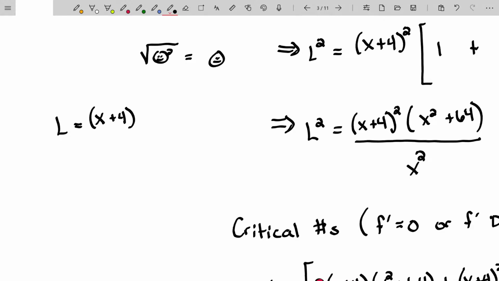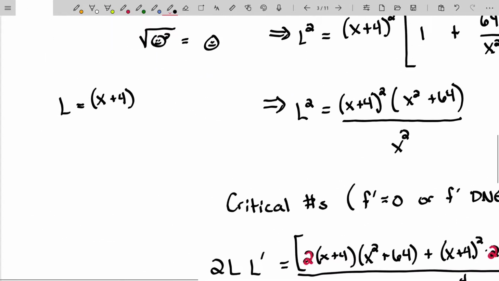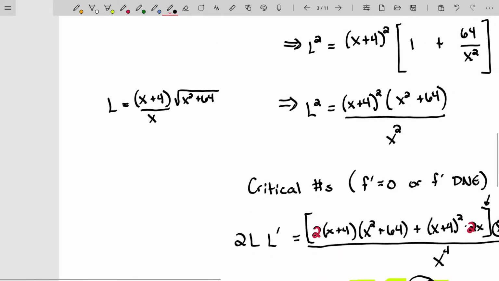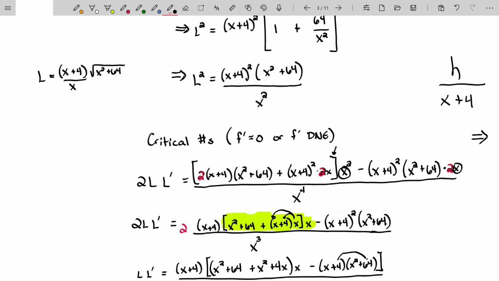Same thing, x will always be positive, so when you take its square root, again, that'll just be x. The other piece, square root of x squared plus 64, that's going to be positive as well. It's just, unfortunately, we can't really do anything with that, so I'm just going to leave it as a square root of x squared plus 64. So that's what L is.